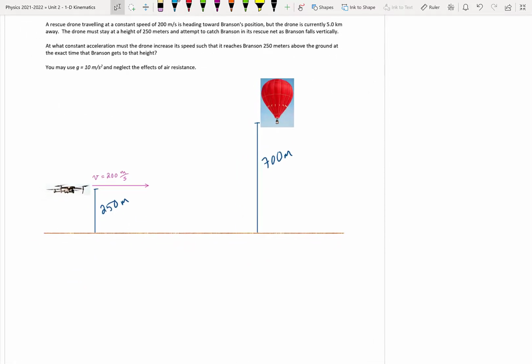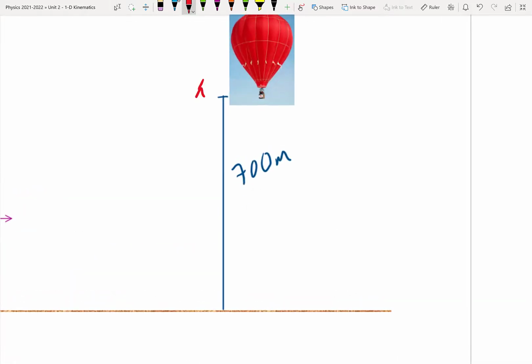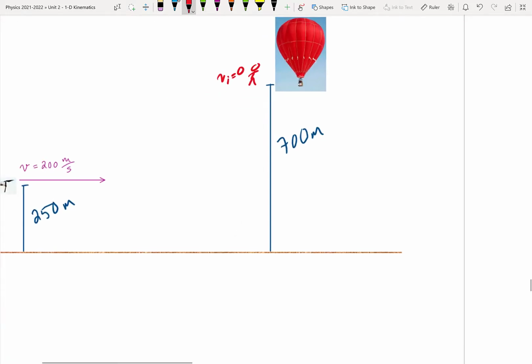Okay, in this one, Richard Branson, I forget why, has to abandon the balloon. So his VI is 0. Well, let's keep him red. We don't want him to hit the ground. We want our safe rescue drone to catch him.